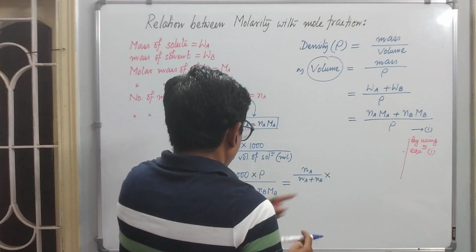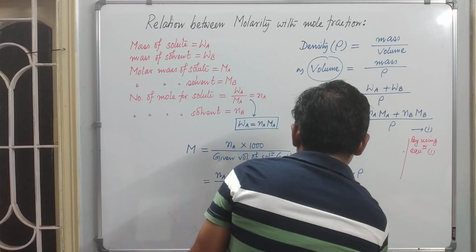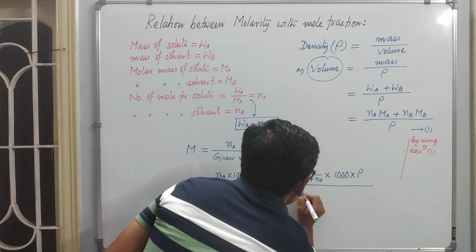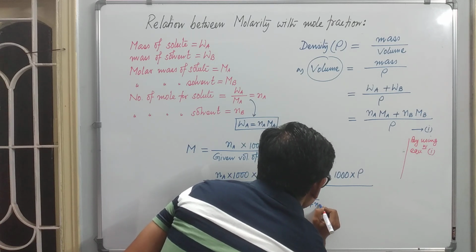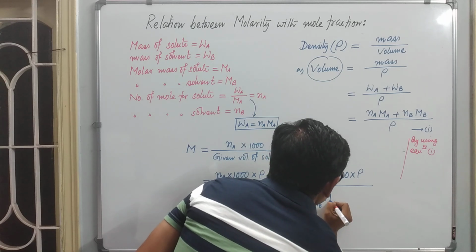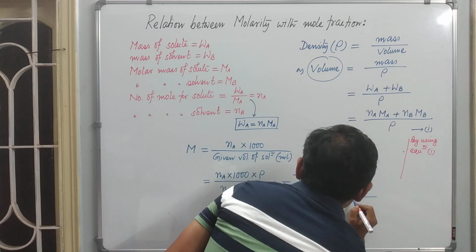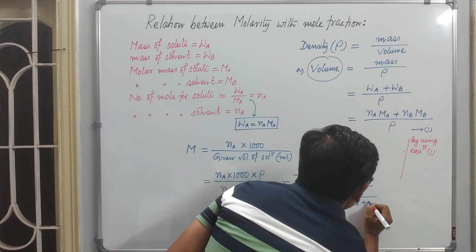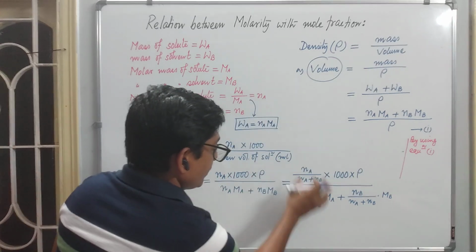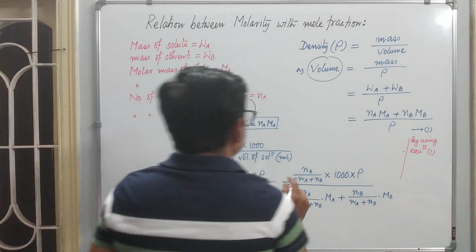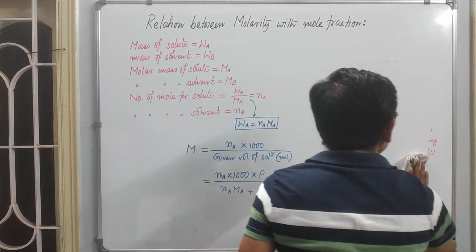Fine. So the remaining thing will remain as it is, into density, whole divided by. Now you see Na divided by Na plus Nb into molar mass Ma of the solute plus Nb divided by Na plus Nb multiplied by Mb. Now what is this? These are nothing but the mole fractions. So we can write this form on this side, as I don't have that much space here.